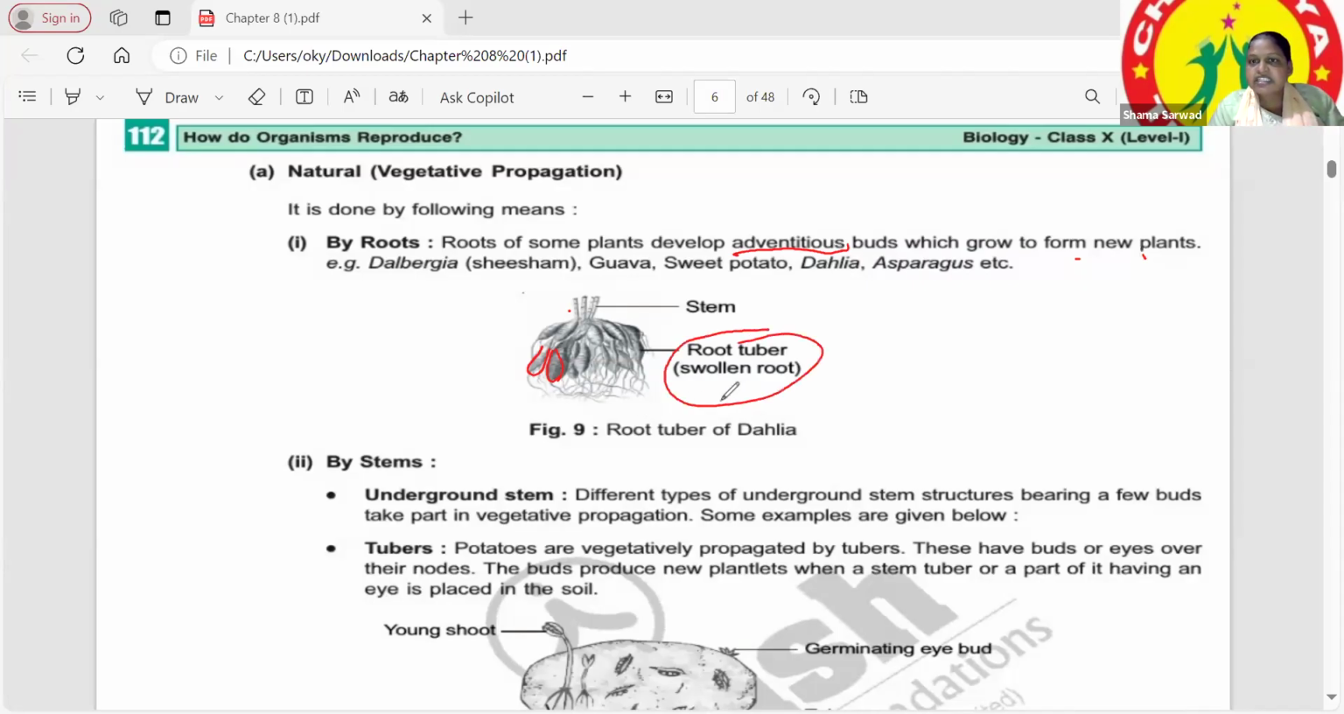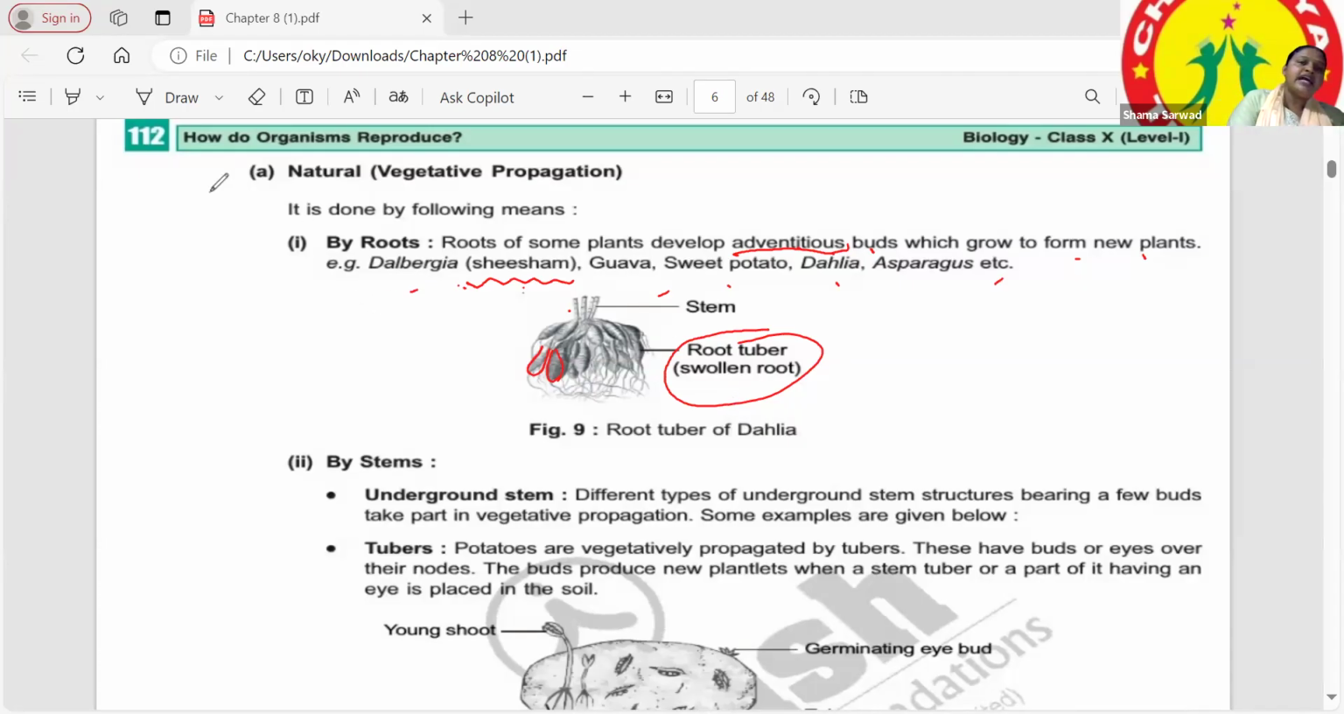And which type of buds occur in that? Adventitious buds. Examples are Dalbergia, or Shisham, guava, sweet potato, then dahlia and asparagus. These are the examples in which a bud occurs on a root, and from that bud a new plant is generated.